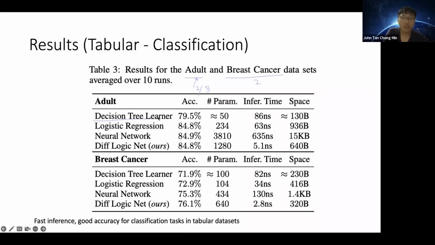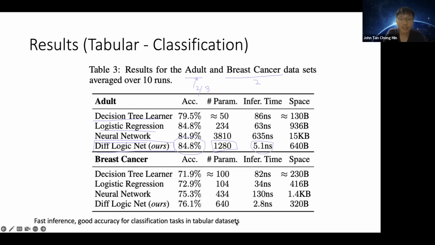They did a few. You can see decision tree, logistic regression, neural network, which is an MLP, and this is the diff logic net. I'd like to highlight that the accuracy they obtain is comparable to the other networks, and even with a smaller number of parameters compared to the neural network, they can achieve similar accuracy. The difference is this inference time here. It can do the calculation in a very, very fast time, so this work is actually meant for edge devices because of this.